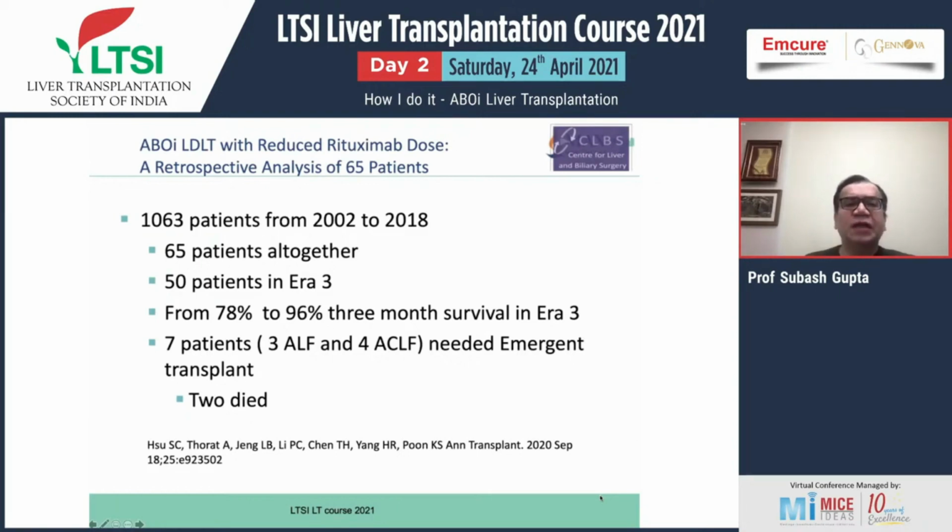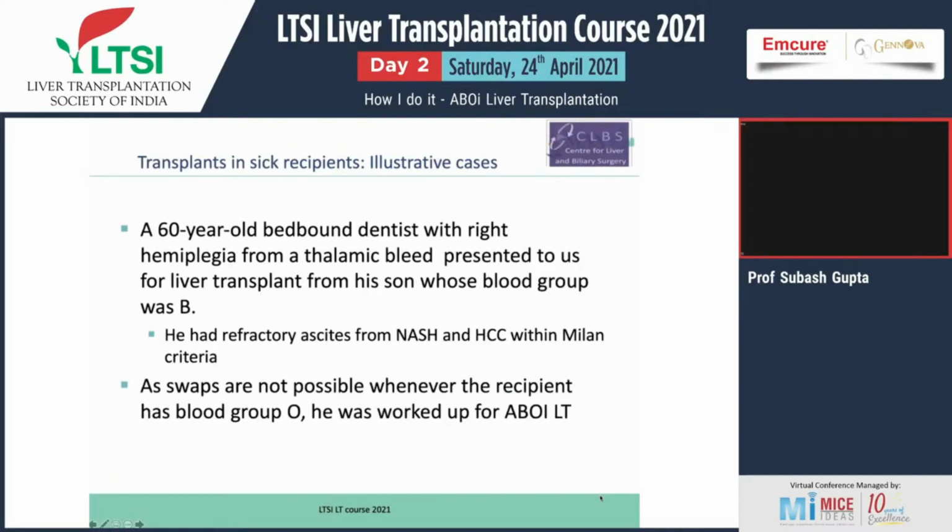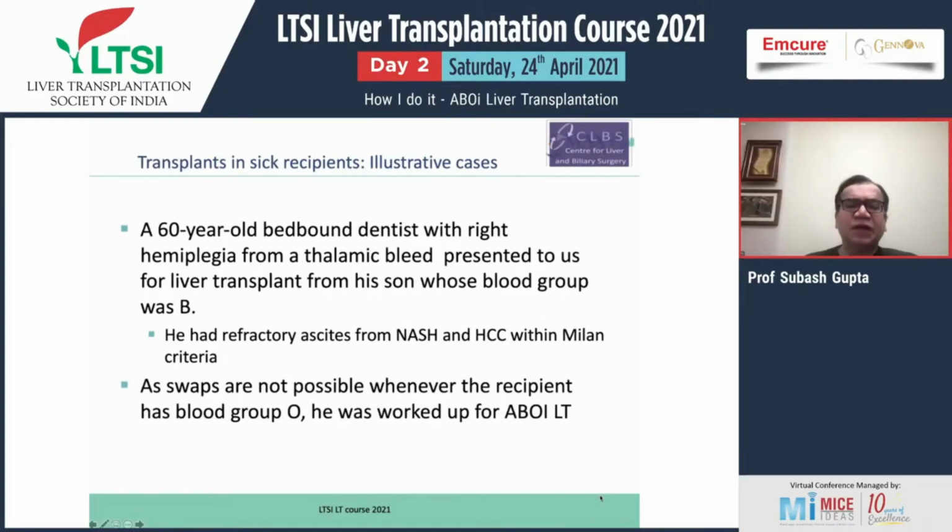So, looking at another report in 2020, we had seven patients who were acutely sick who needed emergent transplantation, and two out of these seven died. But they said that the results are improving with time. So I'll take you through some sick patients that we did, just one or two, to tell you how difficult ABO incompatible transplants can be.